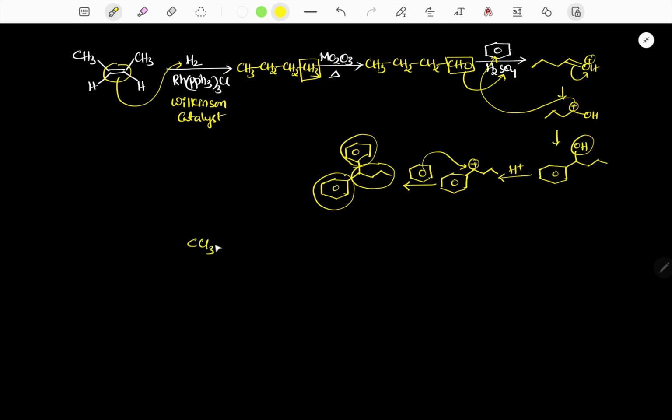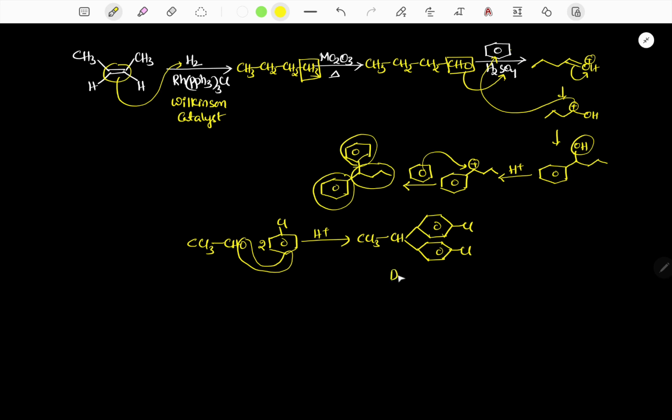So, a similar reaction: CCl3CHO treated with chlorobenzene. In this case also, in the presence of H plus, 2 moles are granted, so it undergoes electrophilic aromatic substitution at the para position. That means whenever an aldehyde or ketone is treated with an aromatic compound, electrophilic aromatic substitution is granted 2 times. So this product's name is DDT.